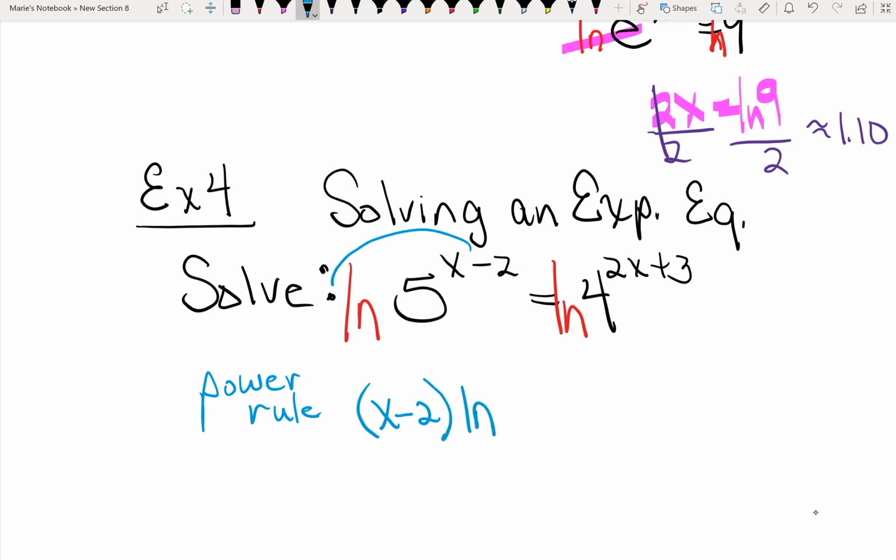So I'm bringing the power in front on that side to give me x minus 2 times the natural log of 5. This is equal to 2x plus 3, again, power rule, moving that forward, times the natural log of 4.